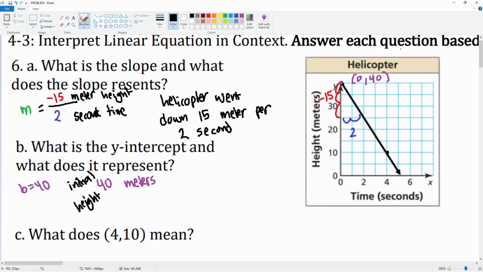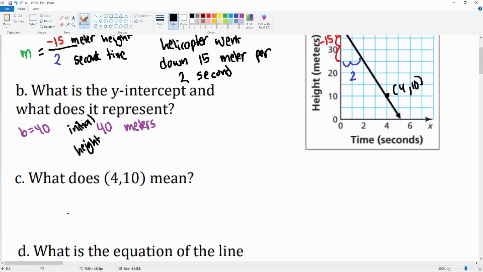What does the (4, 10) represent? To the point here, which is going to be (4, 10). This represents at 4 seconds, we can say that the helicopter is at 10 meters.